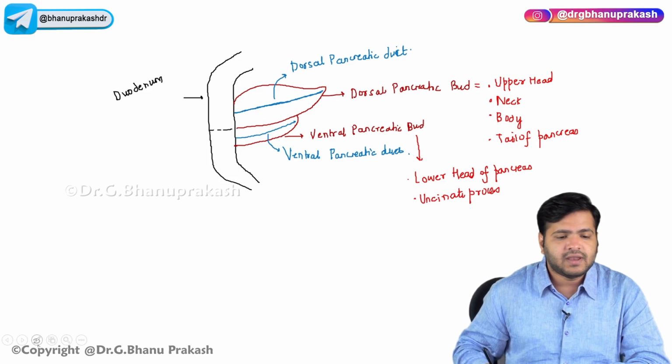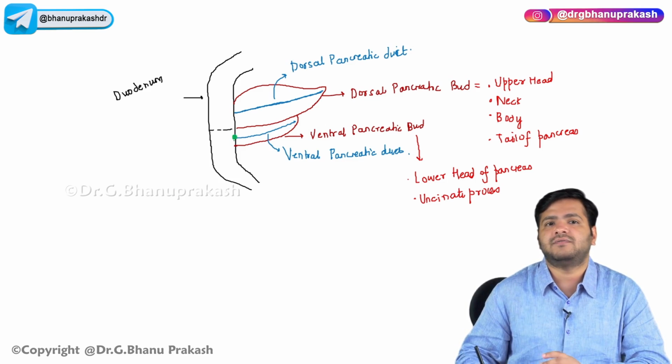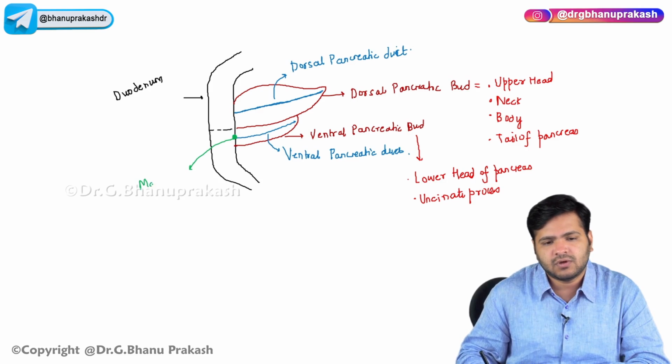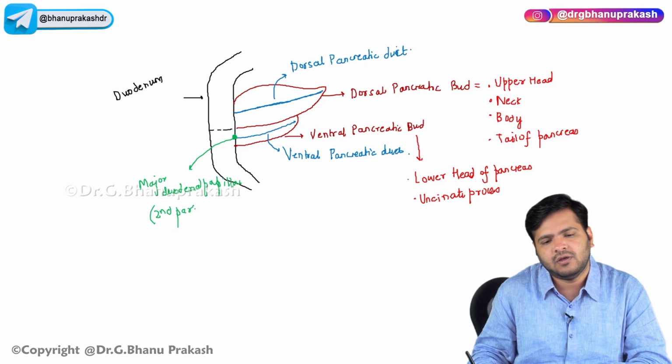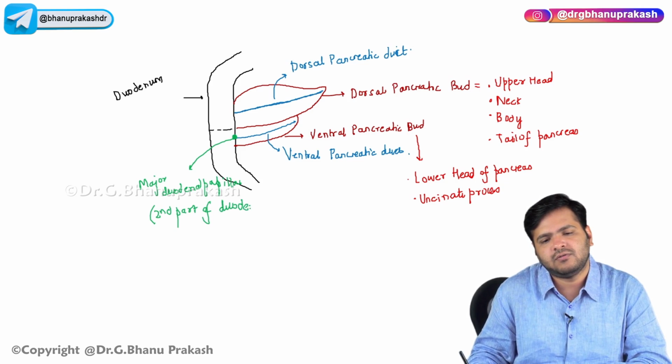Now, you already know that the ventral pancreatic bud will open into the second part of the duodenum, that is the major duodenal papilla. It will open into the major duodenal papilla, and this major duodenal papilla is in the second part of the duodenum, right?